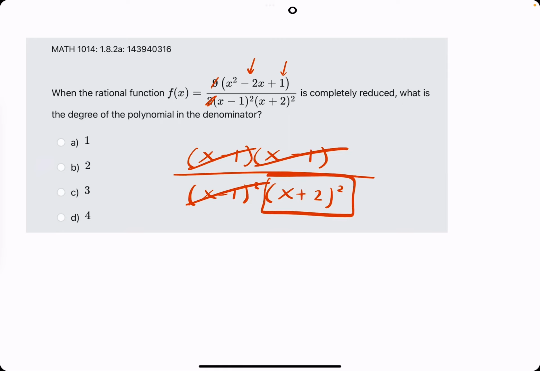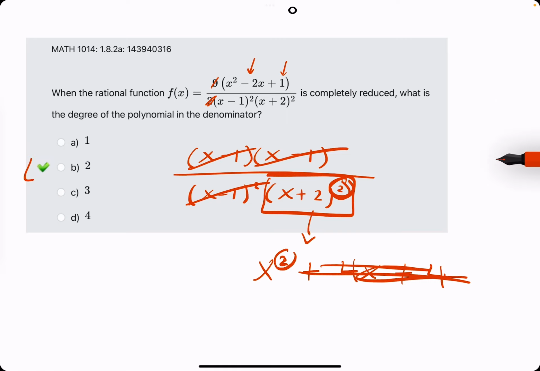So the degree of that polynomial corresponds to the exponent that is remaining there. Because if we expanded this, we'd have some x squared plus 4x plus 4, whatever. It doesn't matter what that is. Again, just the exponent is what you want to focus on. So x squared is the degree of the polynomial in the denominator, because it's the highest exponent that remains in the denominator. And that's all there is to it.